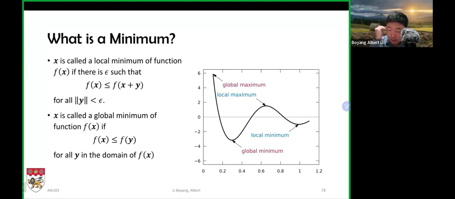Okay, so we wanted to understand what exactly is the minimum, right? So we want to define the minimum. The function is f(x), and x is called a local minimum of the function f(x) if there is an epsilon such that f(x) is less than or equal to f(x + y) for all y whose norm is less than epsilon.